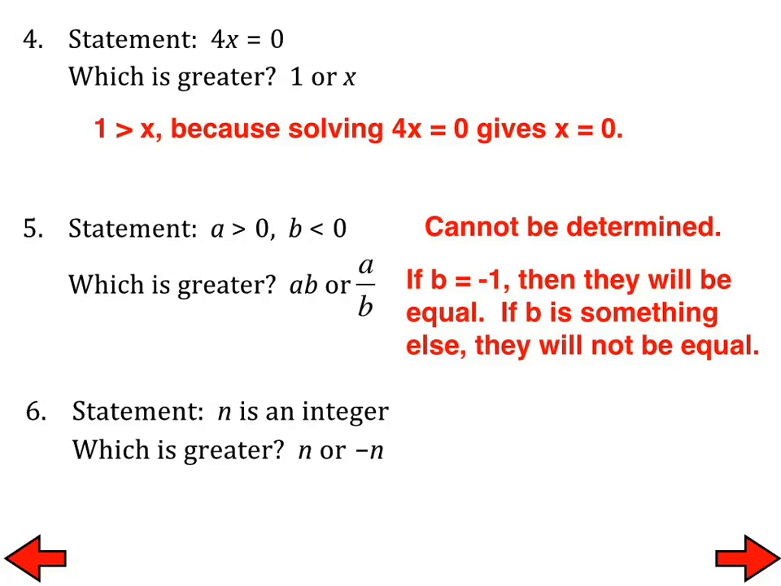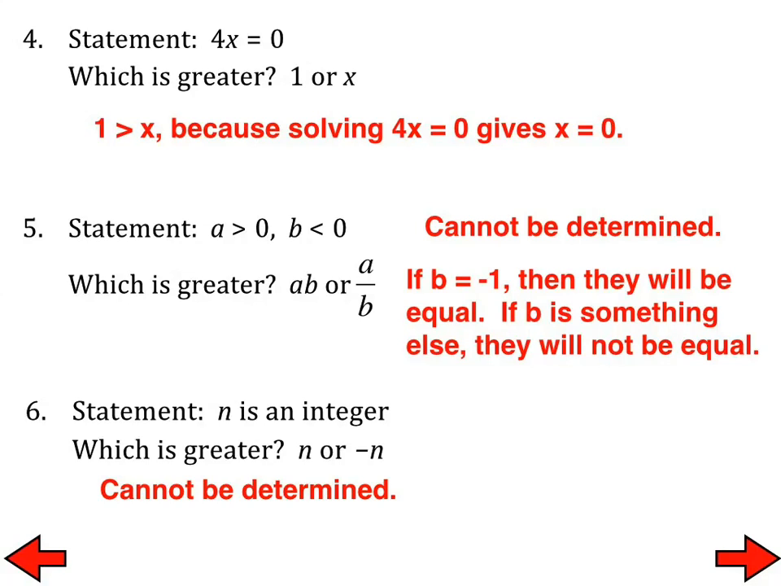So I guess the first thing you need to realize, and it probably doesn't really matter in this one, is that an integer is a number that could be positive or negative or 0, no decimals, no fractions. Okay? So what happens if n is 5, which is an integer? Then which one is greater, n or negative n? N. But what if n is -2? Now which one's bigger? What if n is 0? Now they're equal. So you've got 3 different situations here, so obviously this one cannot be determined.